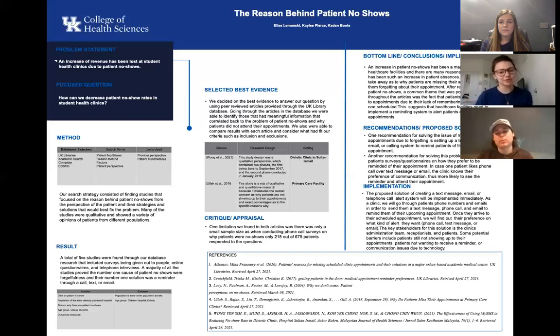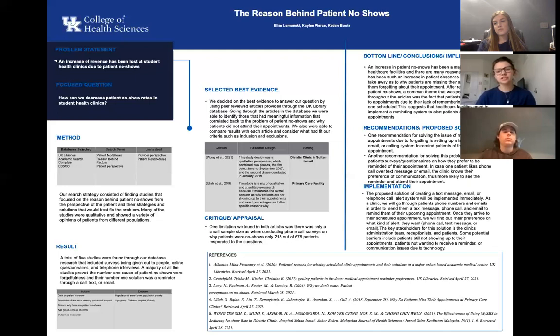So this suggests that healthcare facilities really need to implement a reminding or alert system to alarm patients of upcoming appointments. One recommendation we have provided for solving the issue is setting up a text message, email, or calling system to remind patients of their upcoming appointments. Because I know as myself, I definitely forget and am very forgetful. So having a reminder of when something's coming up is really helpful to me to remember it.